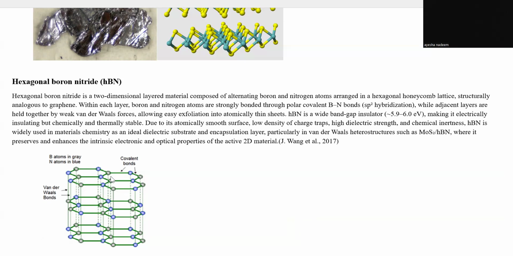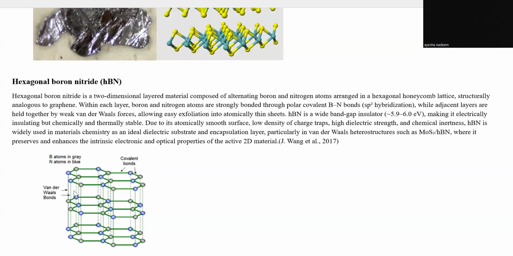They are held together by a strong covalent bond, while each hexagonal honeycomb lattice is combined through van der Waals bonding, which is a weak bonding, while the covalent bonding includes boron and nitrogen bonds, and they are sp2 hybridized, which allows easy exfoliation into atomically thin sheets.